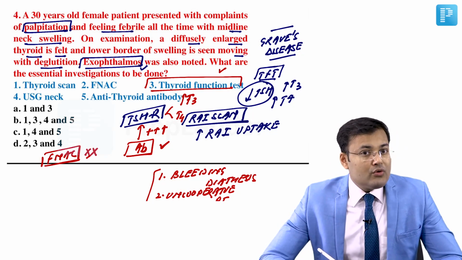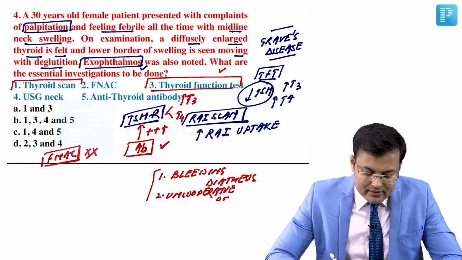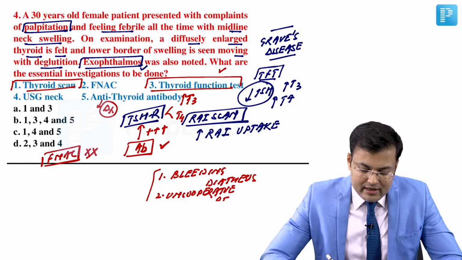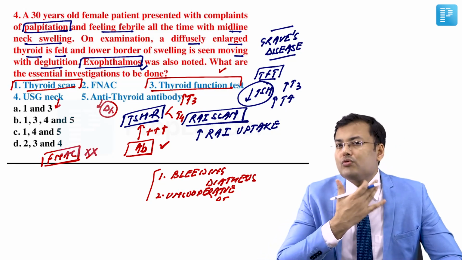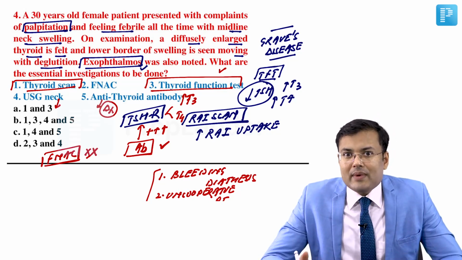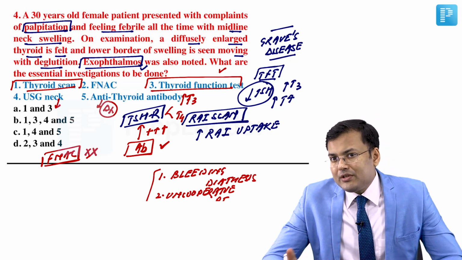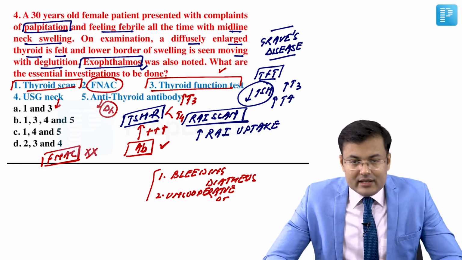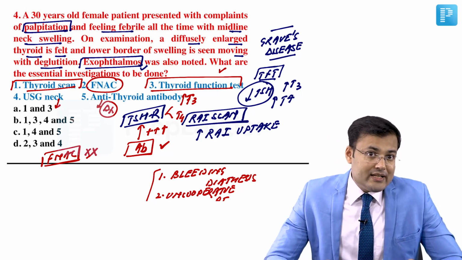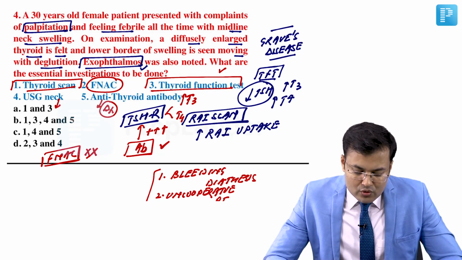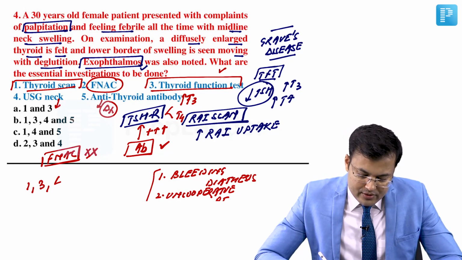Clear? We will go for thyroid scan, anti-thyroid antibodies, these are diagnostic, and ultrasound neck, it is used to assess the surgical landmarks or clinical landmarks when you are planning to take this patient for surgery. So apart from FNAC, all the rest of the investigations are essential in a patient of Graves disease. Clear? So 1, 3, 4 and 5, these are correct.